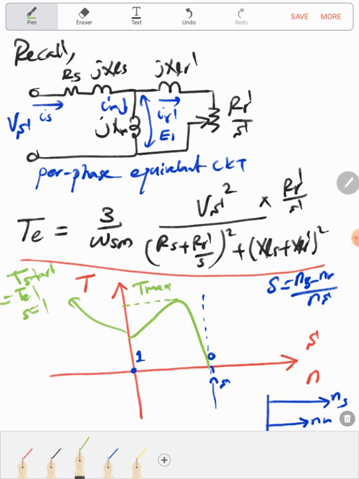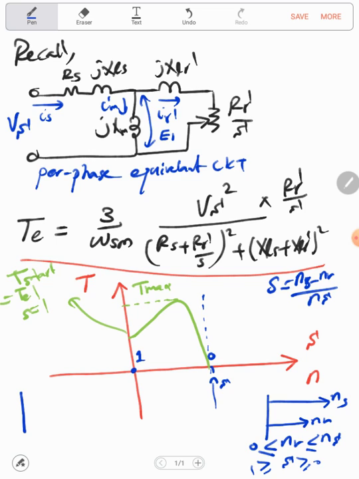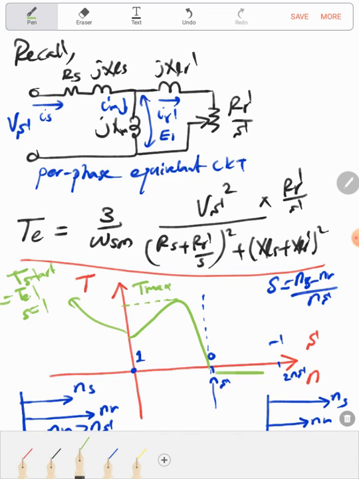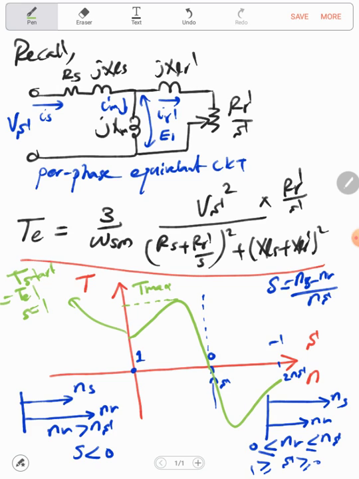Now, what about if the prime mover or the load, let's say, caused the motor to rotate at a speed larger than synchronous speed? So simply here we have the following case. This is the NS, this is the NR. In this case, NR is greater than NS, so the slip will be less than zero. Let's assume that the maximum speed the rotor can rotate is 2 NS. Simply here the slip will be minus 1. And here we can plot the generator action.